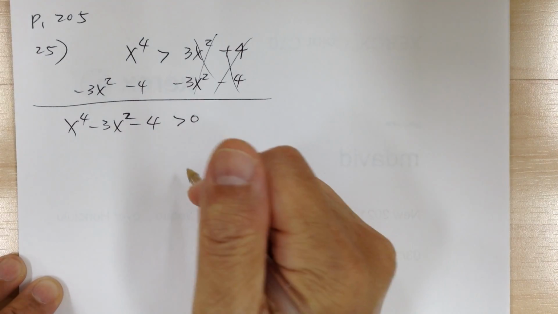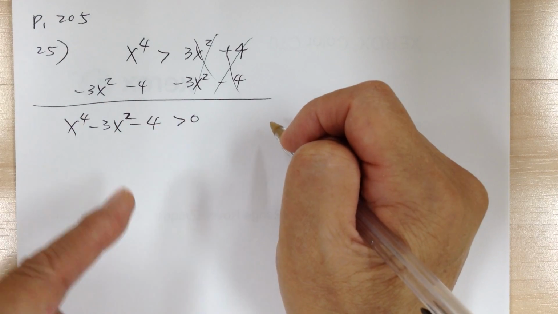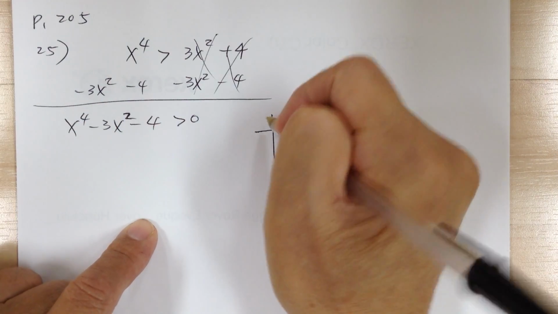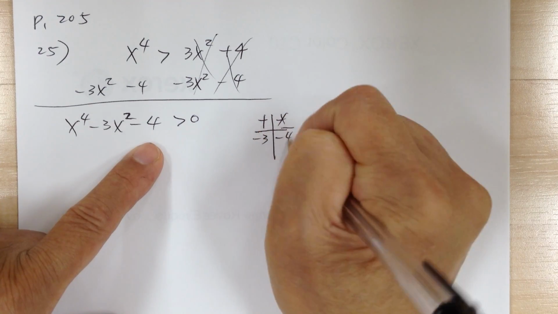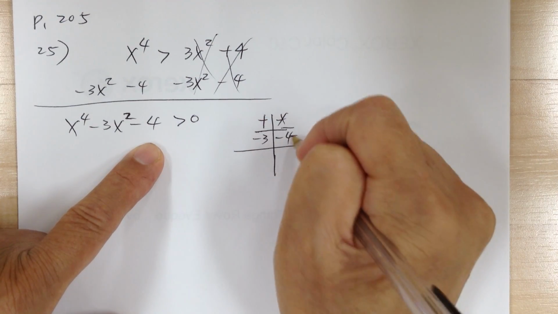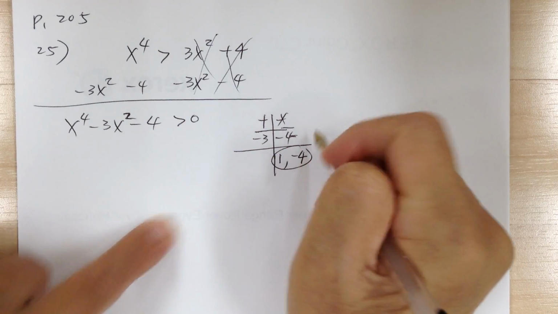Okay, so now let's do the factoring. So again, go to step 1, step 2, step 3, step 4. So that's your master product. You have to add to get negative 3, and multiply to get negative 4. So start with 1, negative 4. And that's the correct combination already.